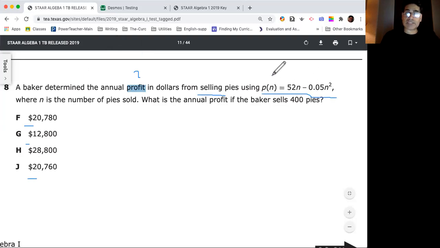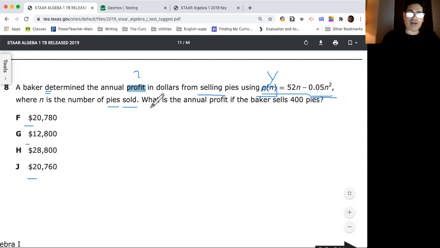And remember what I said, this gets a little ugly, this function of n, function of x. Let's just make it a y. And whenever you see something set up like this, please just make it a y. A y equals 52n minus this number squared, okay? And it tells me n is the number of pies sold. Is means equal, usually. Usually means n equals pies sold. N equals pies sold, okay, normally.